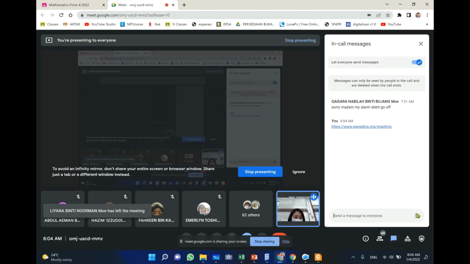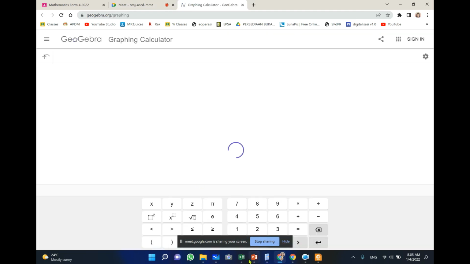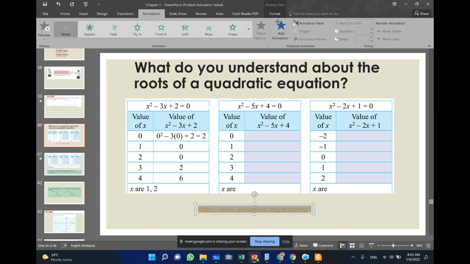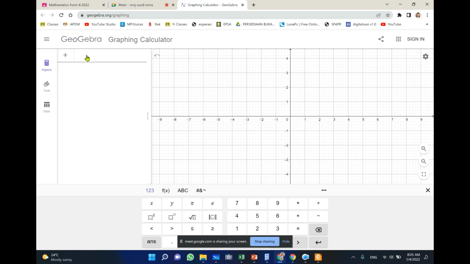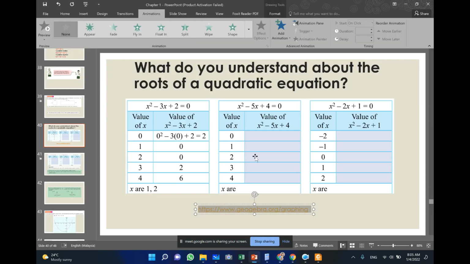So there are 2 methods that you can do. Either by using calculation like just now, you substitute the value of x one by one, or you can use the GeoGebra graphing. After that, based on the table that we have, you are going to substitute the value of the x here, x squared. You just need to press in your GeoGebra, x squared minus 5x plus 4 equal to 0. So in your GeoGebra here, you're just going to input and see how the graph looks like. After that, for each of the value, you are going to fill in the table.